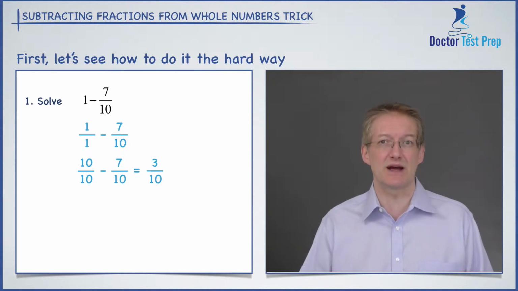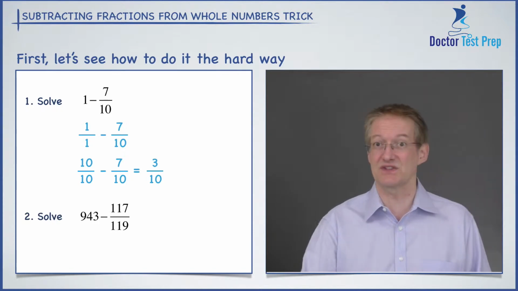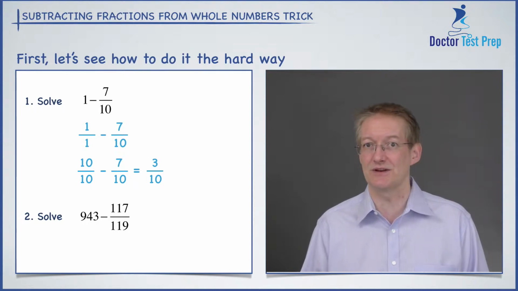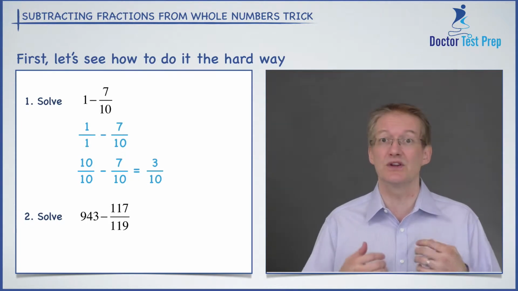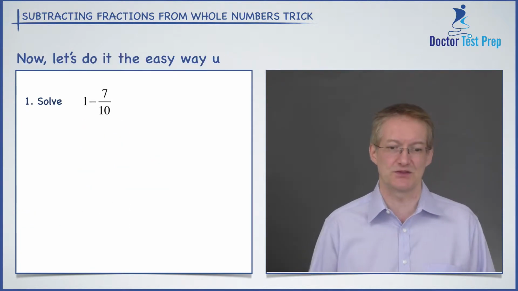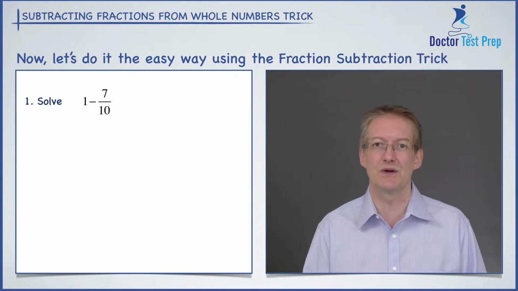Now that's not too bad, but imagine doing that same method on this question here, 943 take away 117/119. I have no idea what the common denominator on there is, but it's going to be something nasty. So we're not going to use this method, we're going to use the fraction subtraction trick. So let's see the steps of the fraction subtraction trick. So we'll go back to that easy question and I'll just show you how it works.